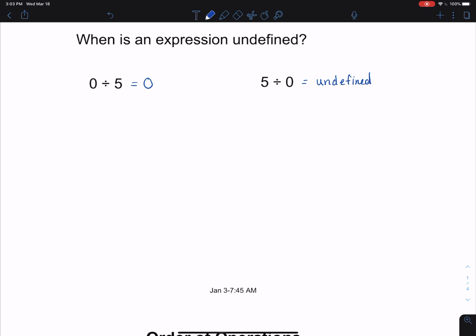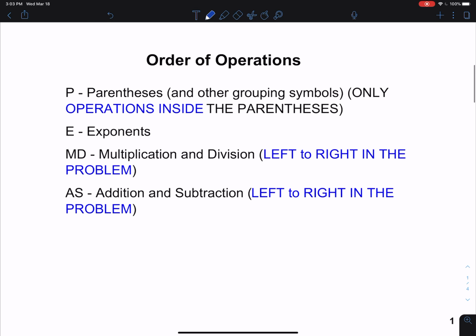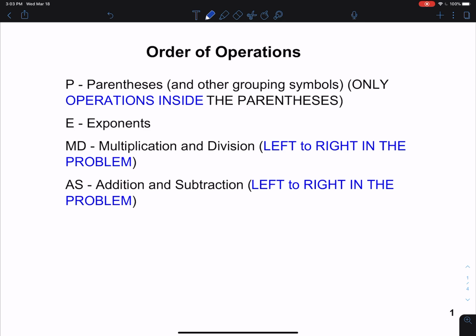Now, when we're dealing with the order of operations, we're going to be looking at problems that have multiple operations, so addition, subtraction, multiplication, division, all in one problem. And we need to make sure that we do them in the same order, following this order of operations, so that everyone who does the problem gets the same answer.